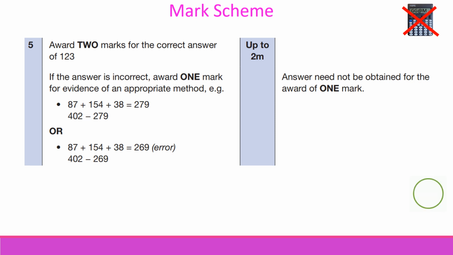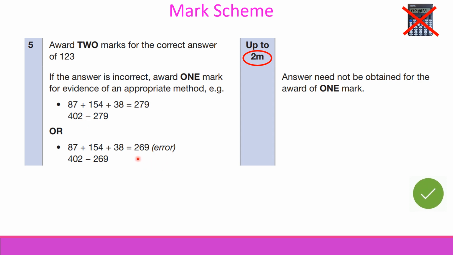The mark scheme on this question shows there are 2M, which means 2 marks. You get 2 marks if you got the answer of 123, whether you've got working there or not. You do really need to do working in order to be able to get the answer. So adding together the 3 numbers gave you 279, as I just showed you. Take that from 402, gives you the 123.